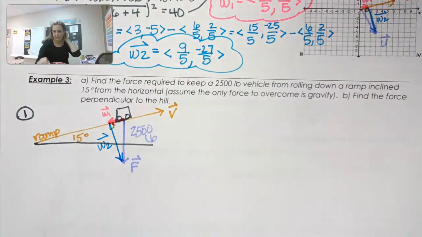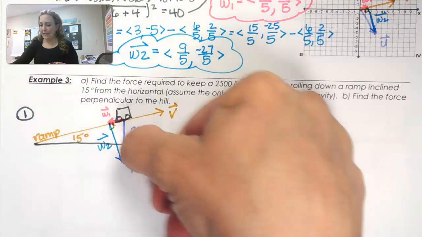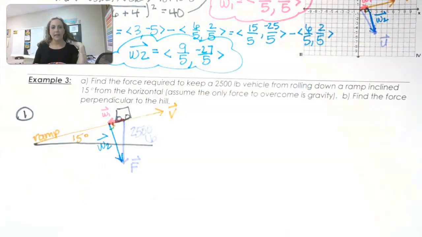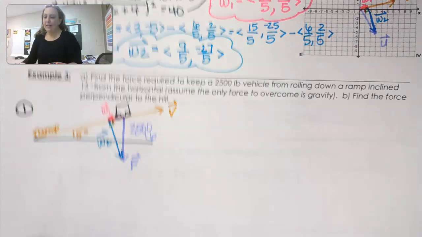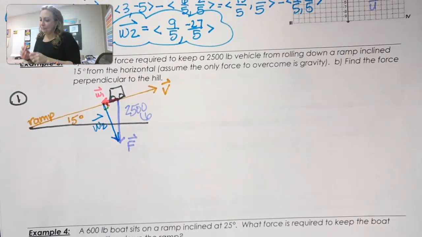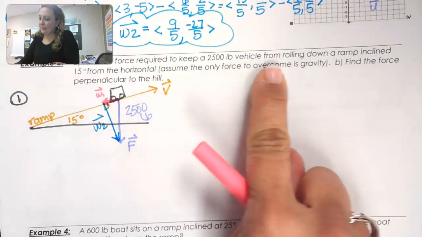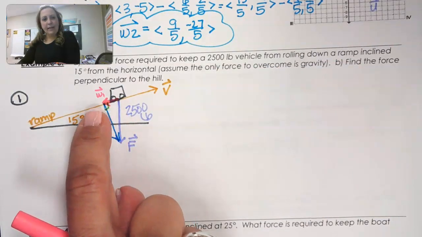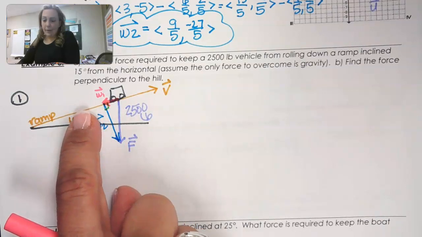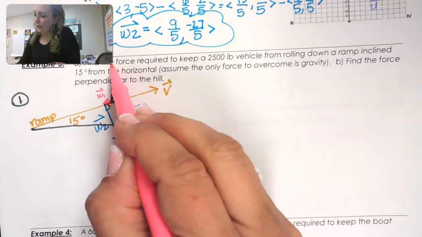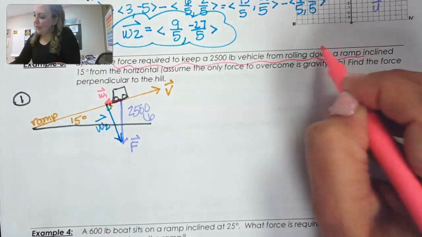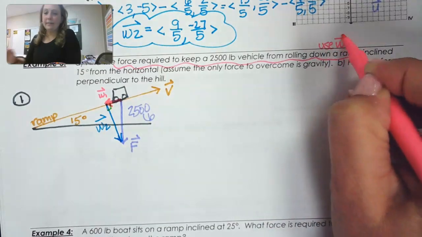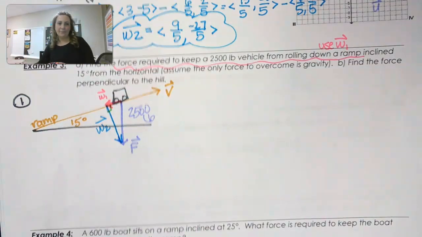So that's one of the things that talking to other teachers is important, having that visual, looking at breaking F into those orthogonal components. Then when we think about it, we're looking for the force required to keep the 2,500 pound vehicle from rolling down the ramp. Do you see that it's W1 that is the part of the force that's rolling down the ramp? That's really what we're looking for here. We're going to use W1 to help us with that.